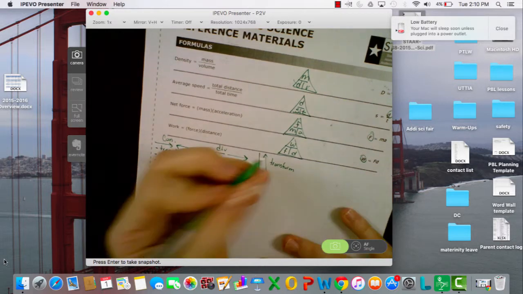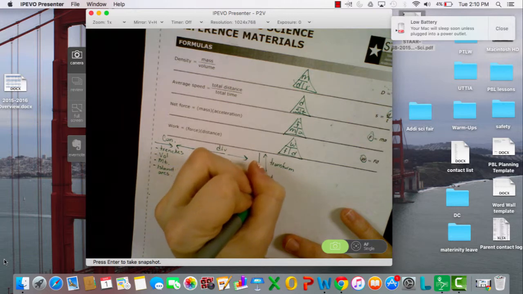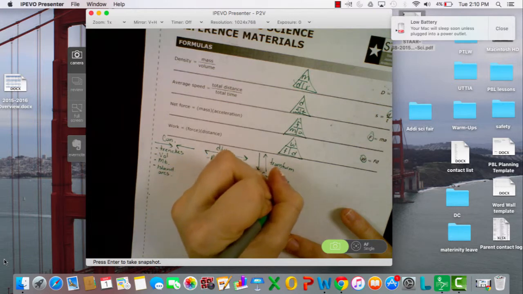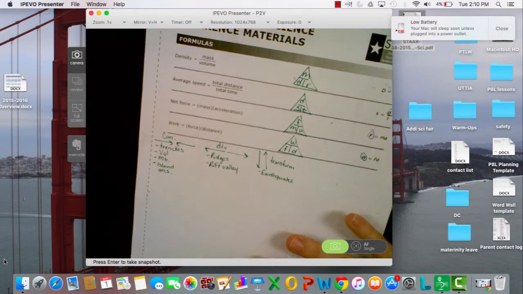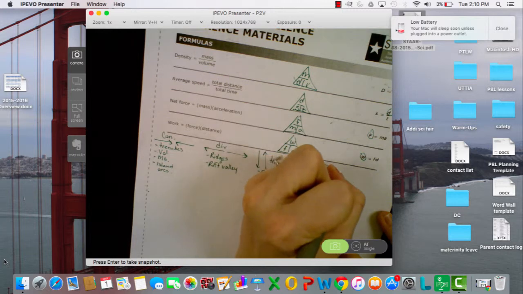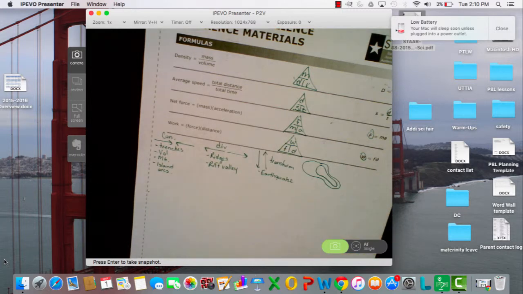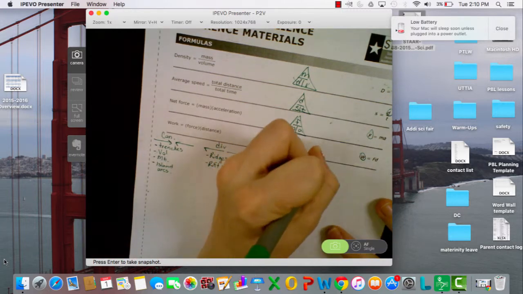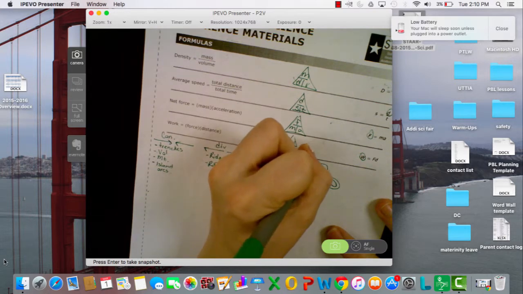Okay. Continuing with Earth, let's talk about topography for a little bit. Remember, contour lines show elevation. The farther apart they are, the flatter it is. The closer they are, the steeper it is.